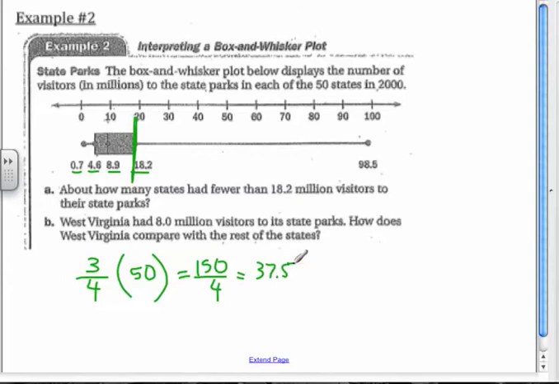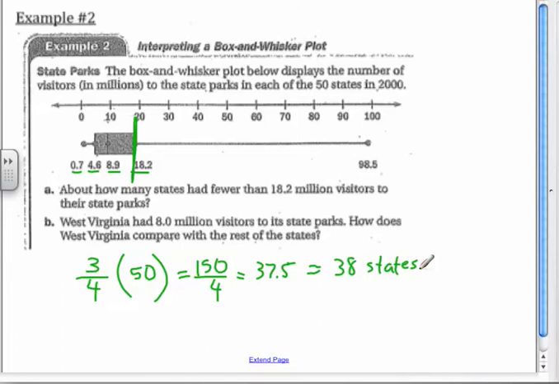But in this case, I can't have half a state, right? So I'm going to round it up, and it's going to give me about 38 states have fewer than 18.2 million visitors. So really, only about 12 states have more visitors to their state parks than 18.2 million. I'm sure California has a lot. We have a lot of state parks, and we're a big state, so we'd probably fit in the upper 12. A place like Delaware, which is a tiny little state, may not have as many visitors, right?